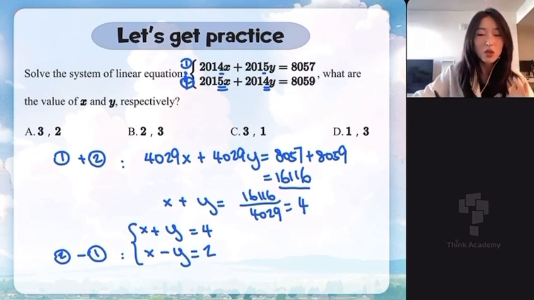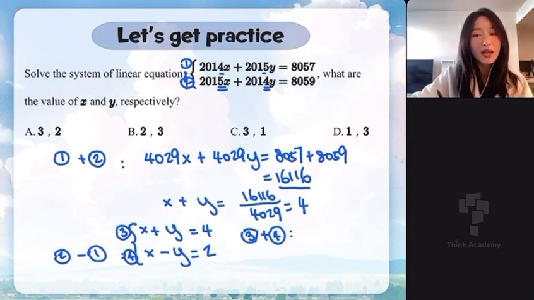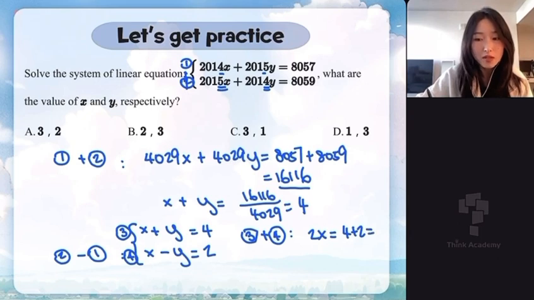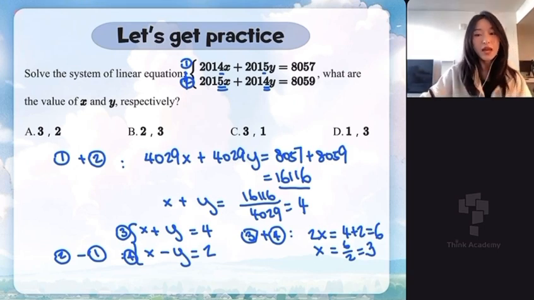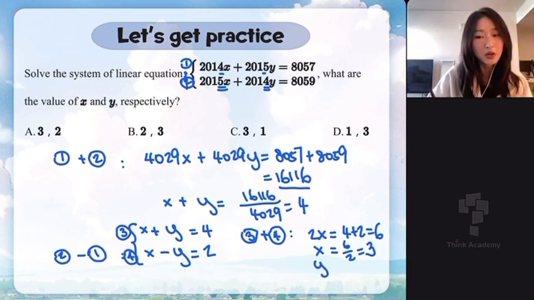And in this case, we could just add these two equations together. So for example, we have 3 and 4. And if we add 3 and 4, we would be able to eliminate y and just have 2x equals to 4 plus 2, which is 6. So x is 6 over 2, that is 3. And we can just plug in x equals to 3 back into either equation 3 or equation 4 to find the value of y. So y equals to 1.